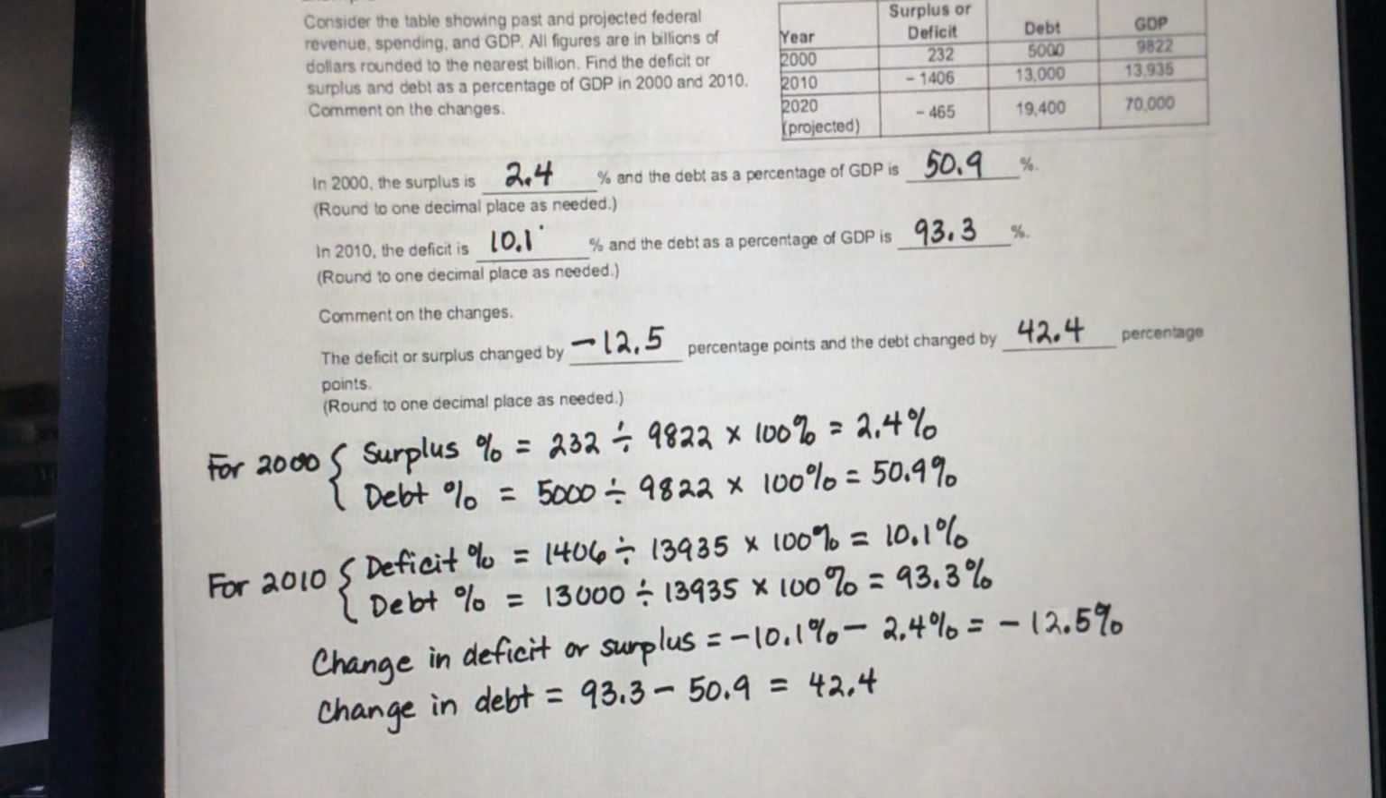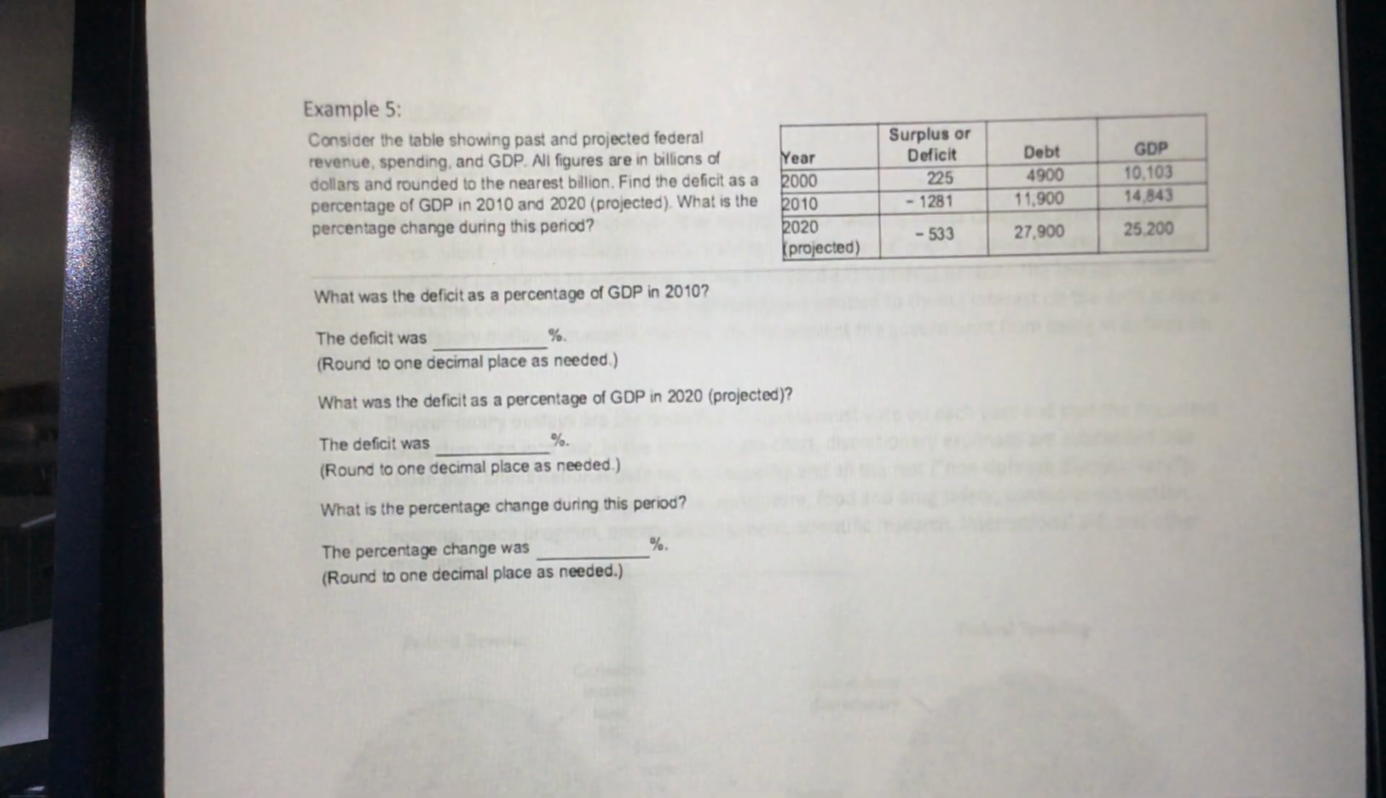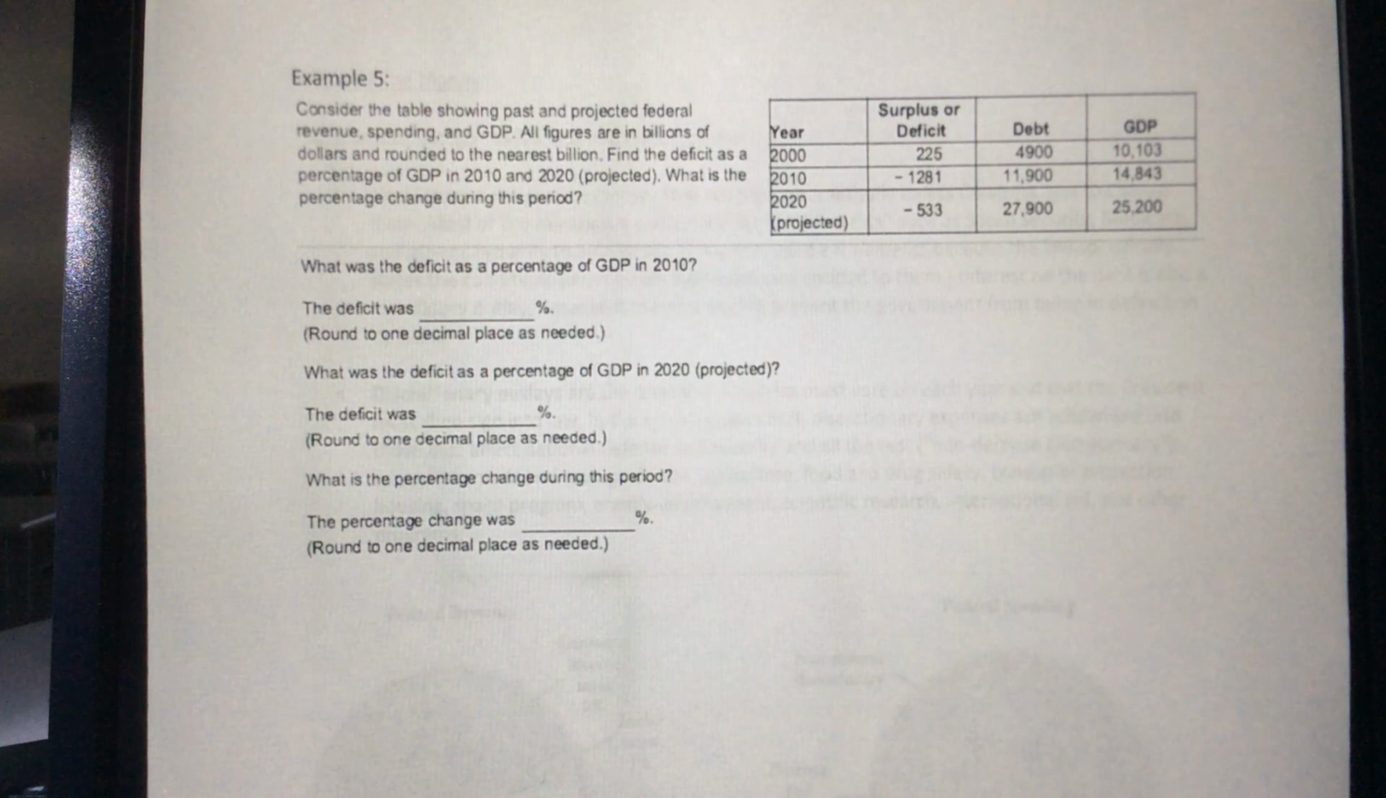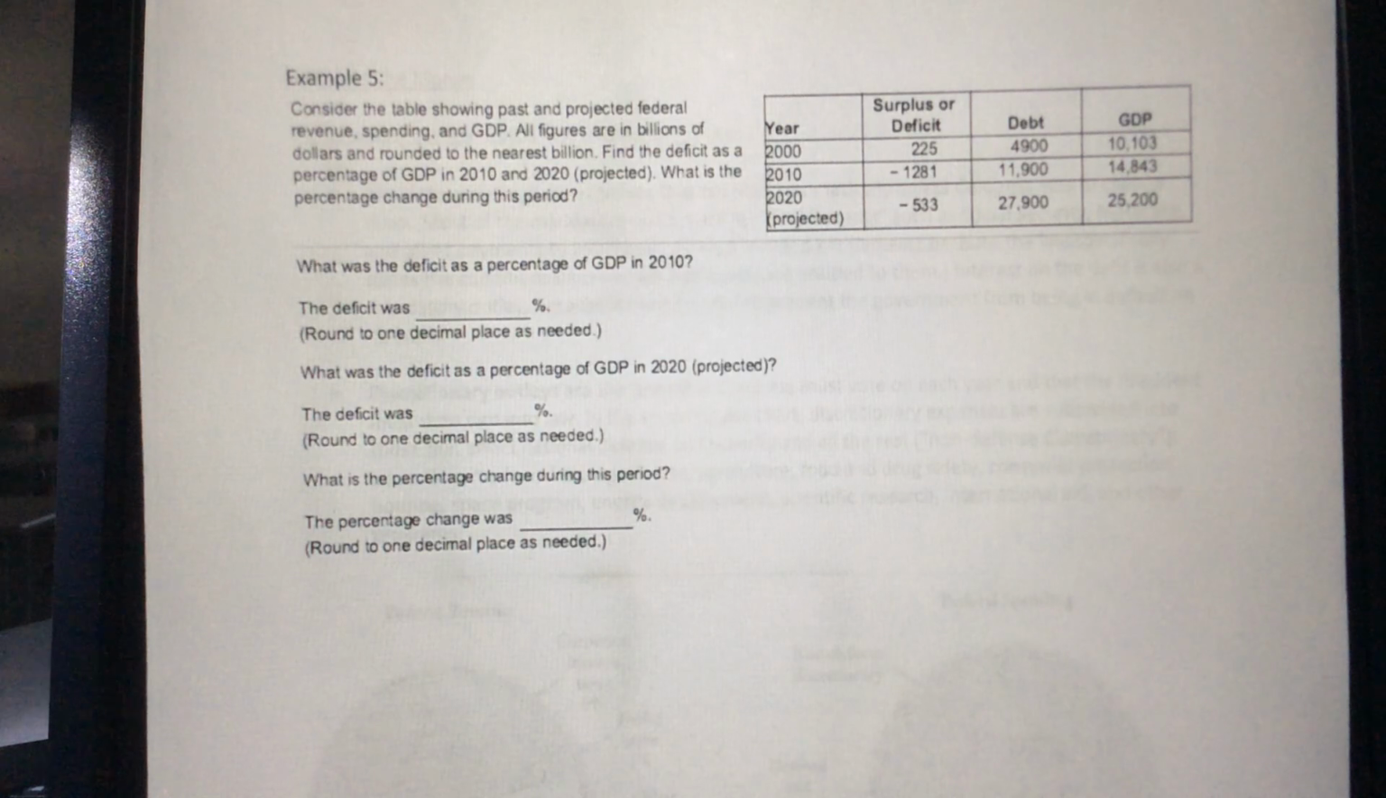Okay, here's another example of that. Here we're going to consider the table showing past and projected federal revenue, spending, and GDP. All figures are in billions of dollars and rounded to the nearest billion. Find the deficit as a percentage of GDP in 2010 and 2020 projected. And then what is the percentage change during this period? Okay, so here we're going to find out what the deficit is as a percent based on the GDP. And this was in 2010.